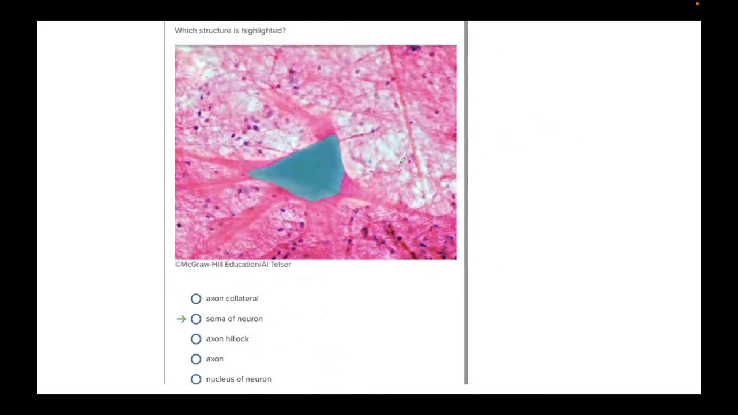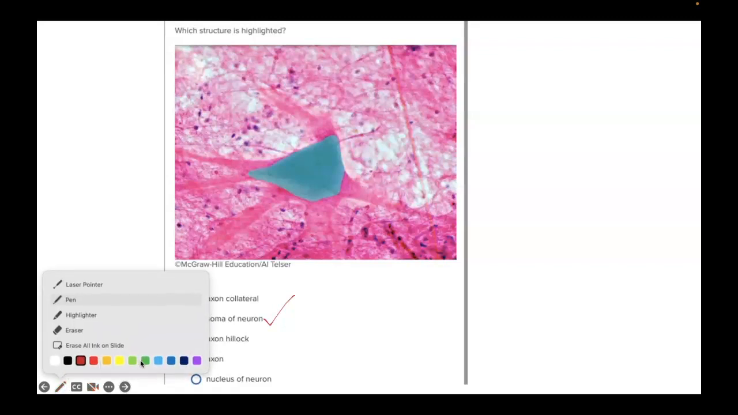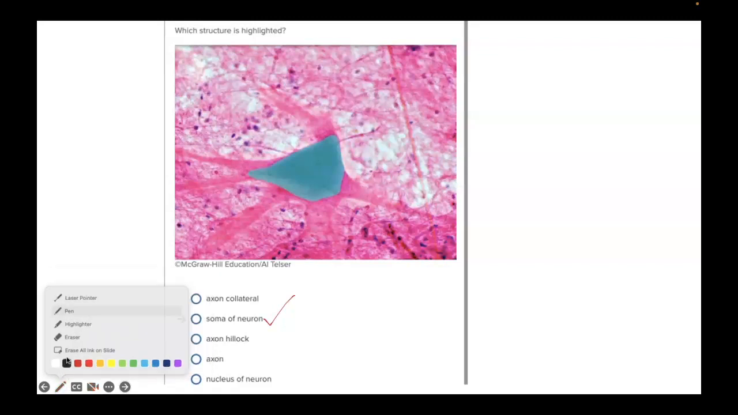Okay, this is a neuron, but it's looking for what part of the neuron. So right here, that is the soma. Let's see if I can change the color here for a second, and let's make this black right here. So the axon hillock, that is this right here. That's the triangular dilated section right there. So that's the axon hillock, right?